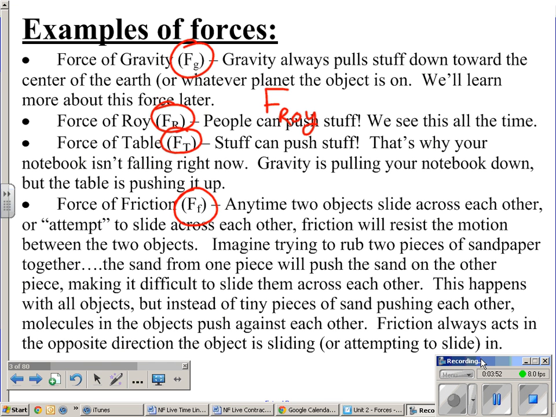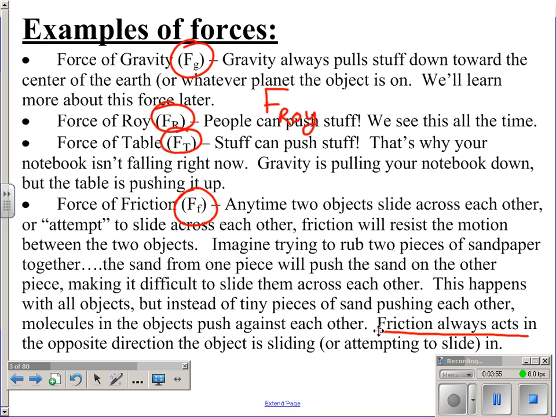Maybe the most important thing you need to know right now is friction always acts in the opposite direction the object is sliding in, or if it's the case where you're trying to move something but failing to because of friction, friction works in the direction opposite the direction you're attempting to slide it in. Okay, so anyway, there are some different examples of forces.